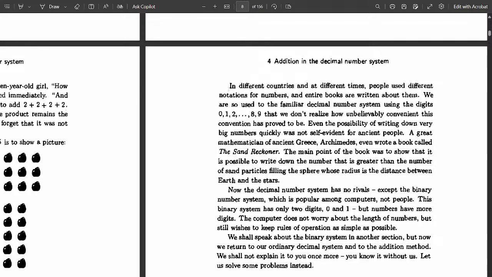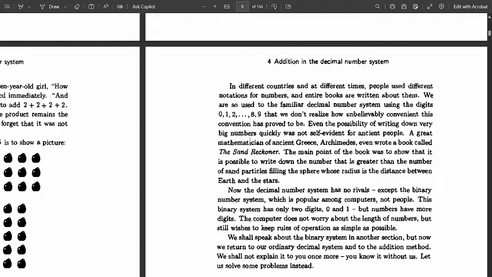Different countries at different times used different notations for numbers. An entire book was written about them. We are so used to the familiar decimal number system, 0, 1, 2, up to 8, 9, that we don't realize how unbelievably convenient this convention has proved to be. Even the possibility of writing down very big numbers quickly was not self-evident for ancient people. A great mathematician of ancient Greece, Archimedes, even wrote a book called The Sand Reckoner. The main point of the book was to show that it is possible to write down a number that is greater than the number of sand particles filling the sphere whose radius is the distance between Earth and the stars.